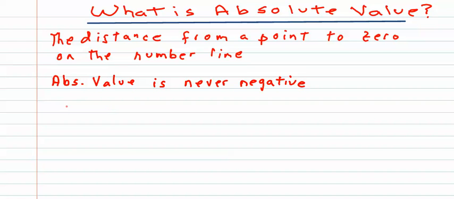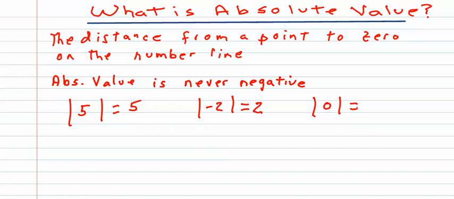The notation we use is 2 vertical lines and the number or the expression in between. The absolute value is the distance from this point on the number line to 0, which is 5. If I ask you for the absolute value of -2, the distance from this point on the number line is 2. Distance is always positive. If I ask you for the absolute value of 0, you would tell me it's 0.